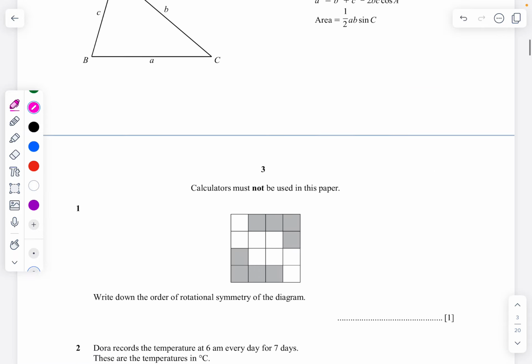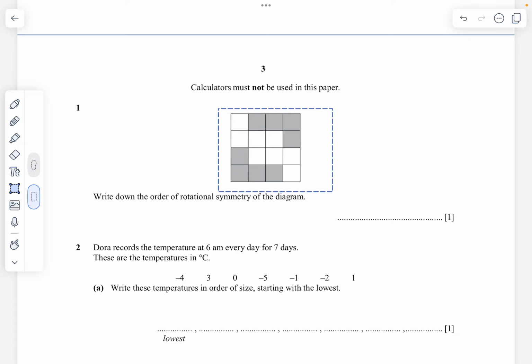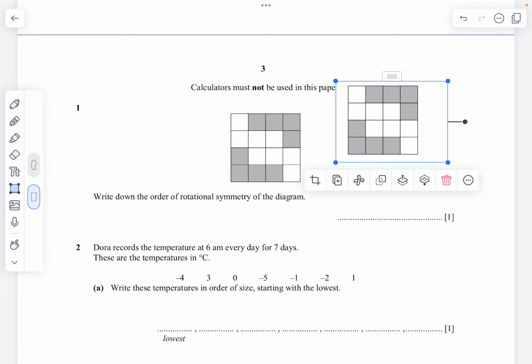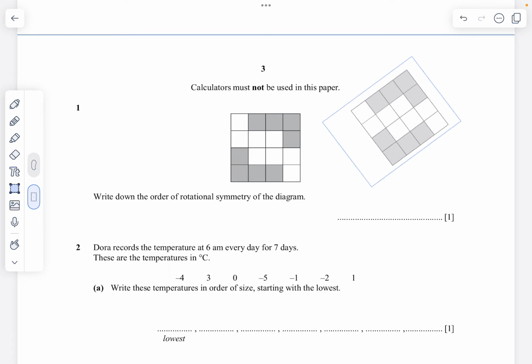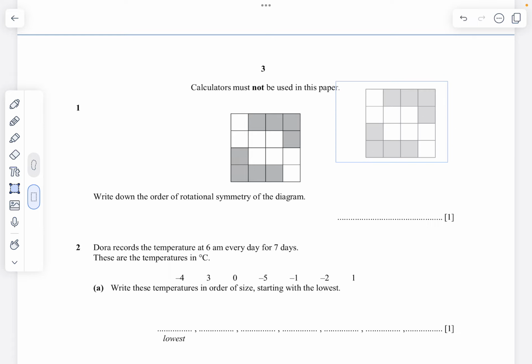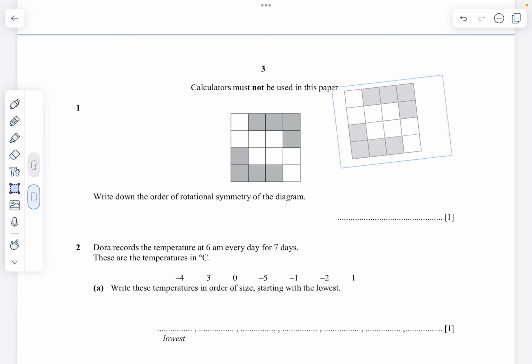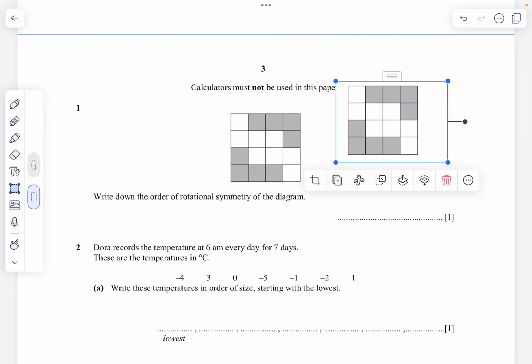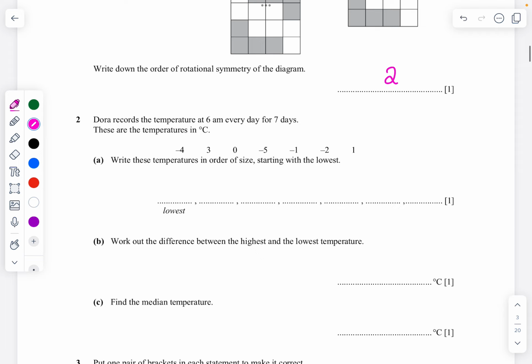So the first question says write down the rotational symmetry of the diagram. I'm going to copy this one and paste it over here and try to rotate 90 degrees. Is it looking the same? No. So 180 degrees, yes, it's looking the same one time. 270 degrees, no. And 360 degrees, two times. So in a rotation of 360 degrees, it is twice looking the same. Therefore, rotational symmetry is 2.